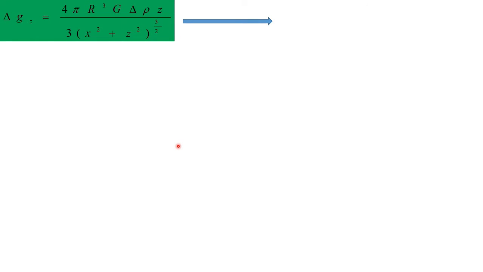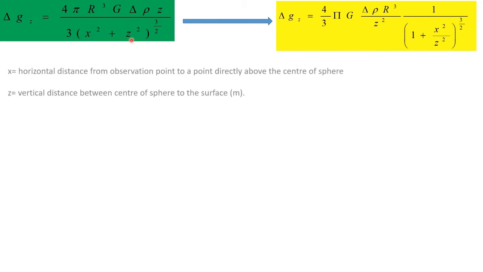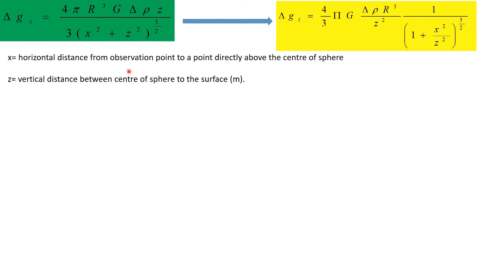So if we just substitute these values, what will we get? Delta gz is dependent on the radius of the sphere, the density difference and the vertical and the horizontal distance. This z is the vertical distance and x is the horizontal distance from the observation point to a point directly above the center, portrayed in my last slide. Now with some mathematical calculations, that delta gz reduces to 4 by 3 pi G delta rho r cube by z square into that additional term.